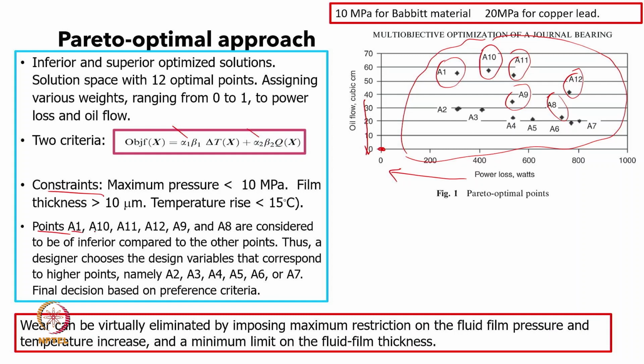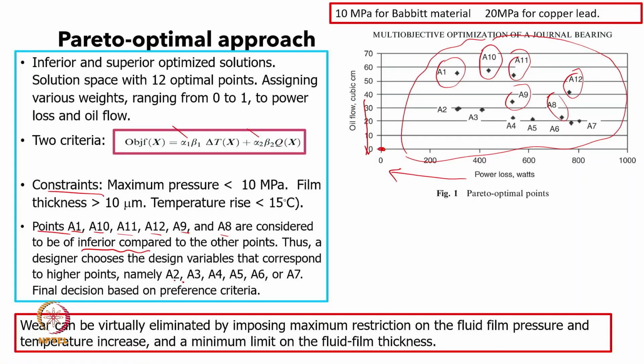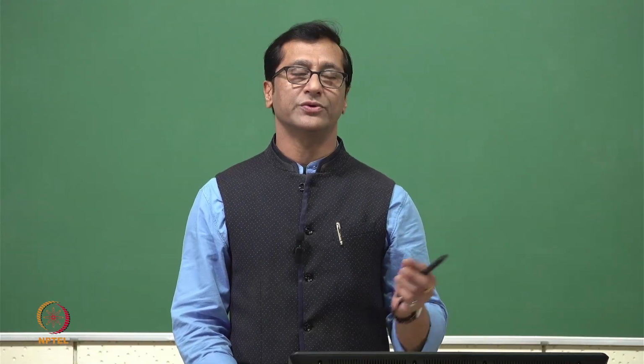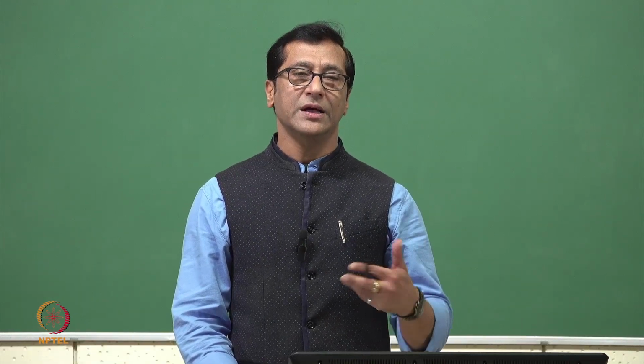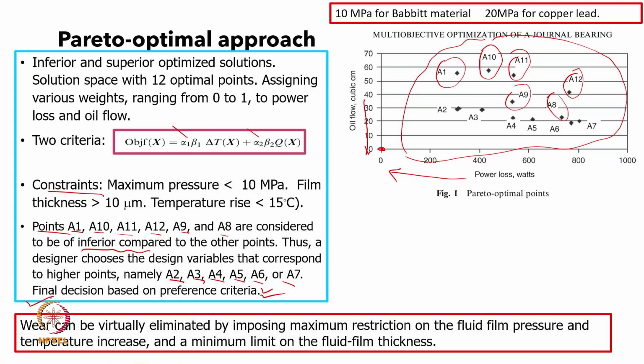So we say points A1, A10, 11, 12, 9, 8 are considered inferior, even though these points are optimum points because of the different weighting factors. But these are inferior points compared to the other points. While A2, which is coming here, A3, A4, A5, A6, A7 are the superior points. So we can take a decision later. Before we start our problem, we don't have to consider that initially. We need to get some results, and then based on that we need to think about it. Now here, as I say, in the bearing case, we are trying to reduce the viscosity many times.